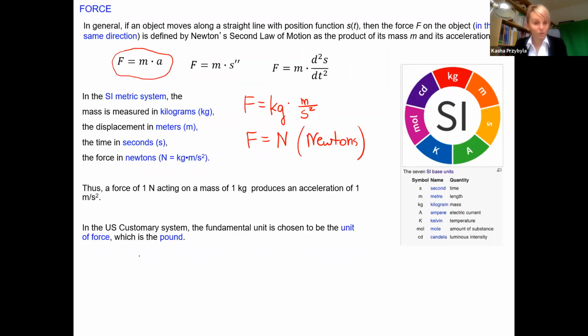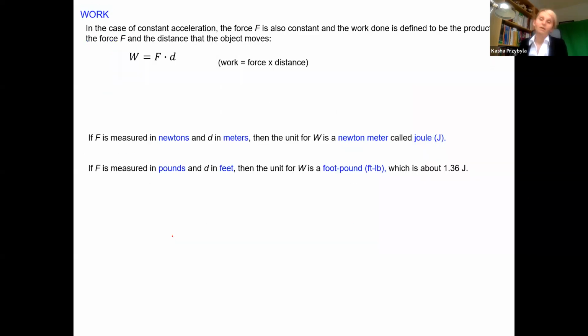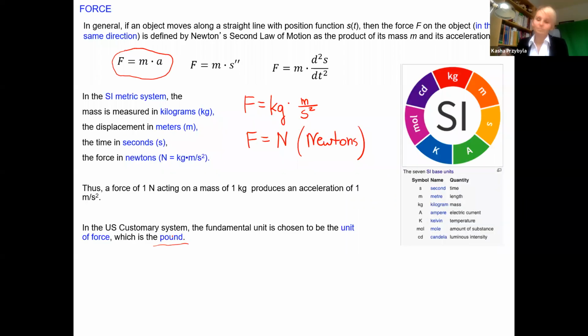But we will also have questions with US units, where weight will be in pounds and length will be in feet. Let's see how we can deal with this. Again, please make sure that we know this formula: mass times acceleration.